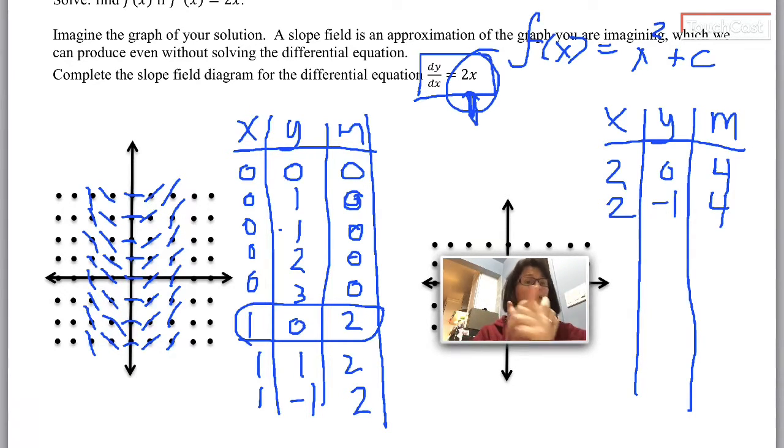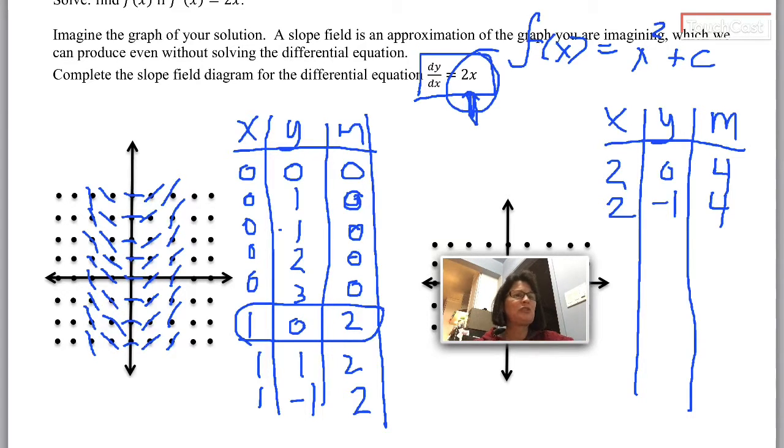Okay, so a couple things. On an AP test, the greatest number of dots of places where you've been asked to put in a slope field piece is, I think, 9. So don't think that you're going to have to make a picture this big on the AP test. And number 2, check this out.